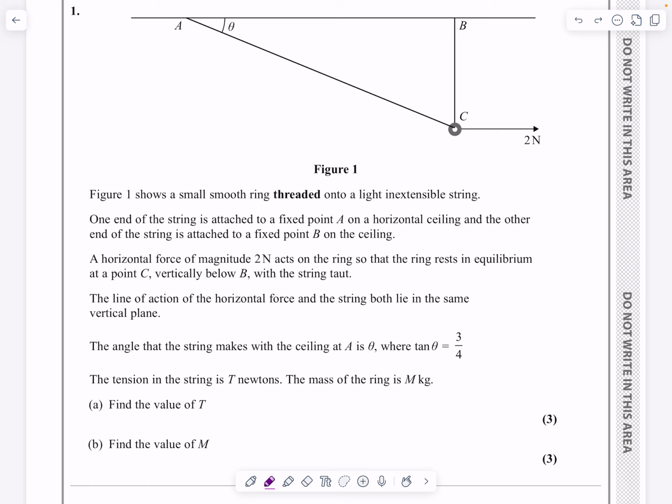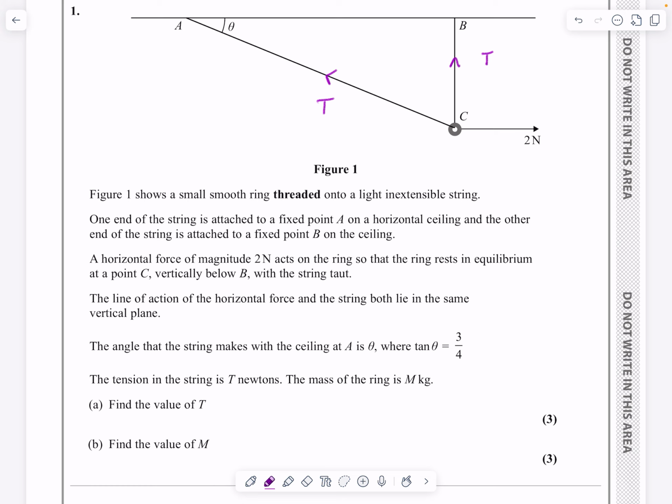It says the figure shows a smooth ring threaded onto a light inextensible string. So straight away that's important. If it's a ring being threaded on, then later on when I'm going to do my work, this is the same string, so the tension will be the same throughout both of those parts of the diagram. One end of the string is attached to A, the other one's attached to B, as we can see in the diagram.